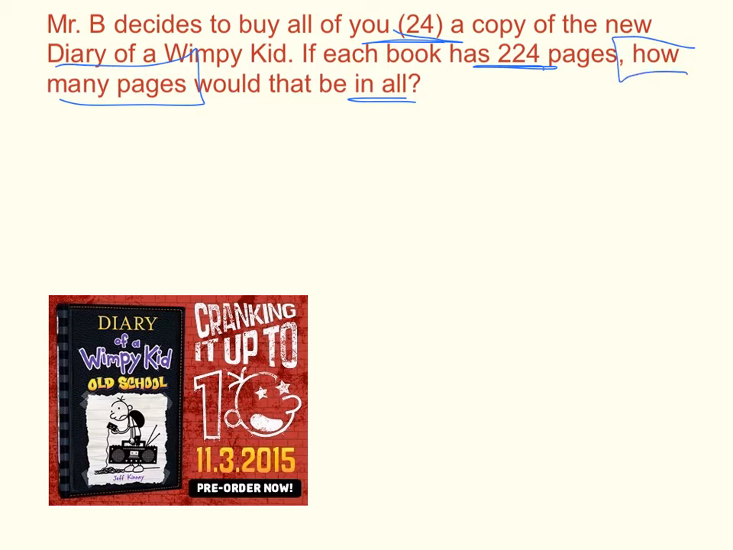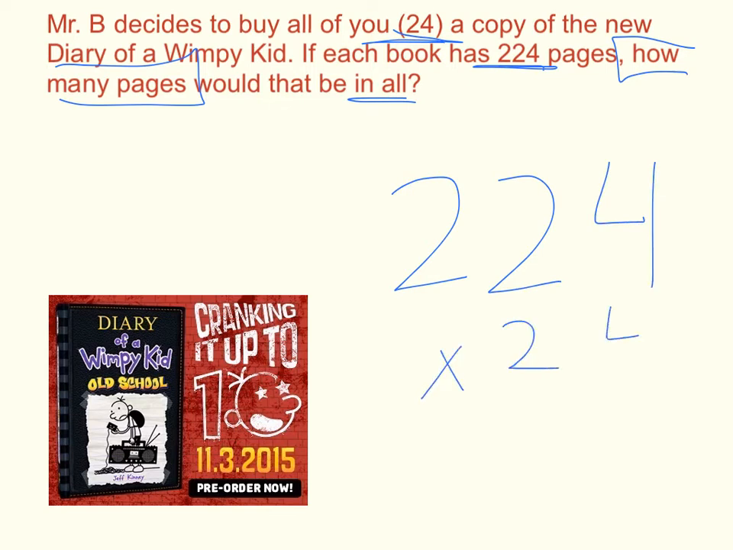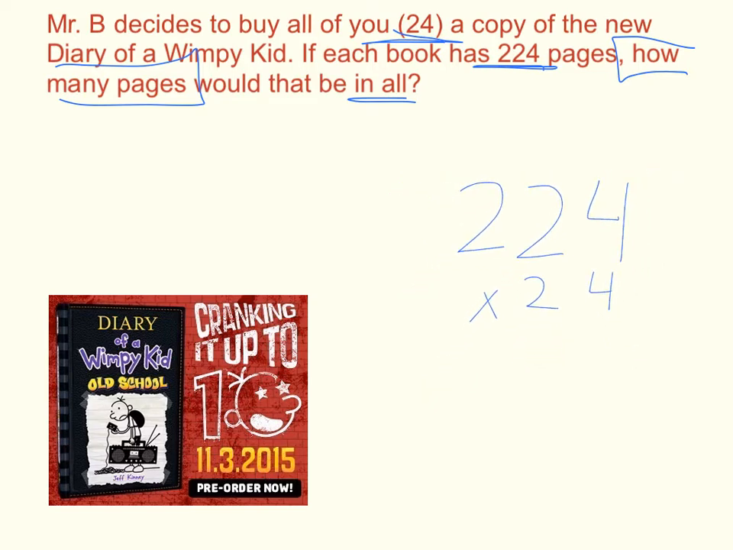So, I know this is going to be multiplication because I'm not saying that it's 224 plus 24. I'm saying one book has 224 pages, the next one will have 224, next one, so on and so forth until I've done all 24. So rather than adding up 224, 24 times, I'll just multiply that. So we'll see 224 times 24. Let's see, I might need to make that a little smaller. Okay, so now let's start solving this.